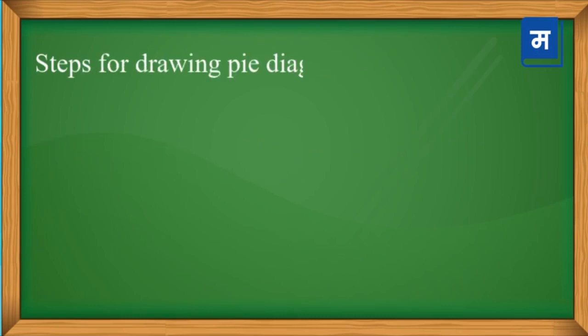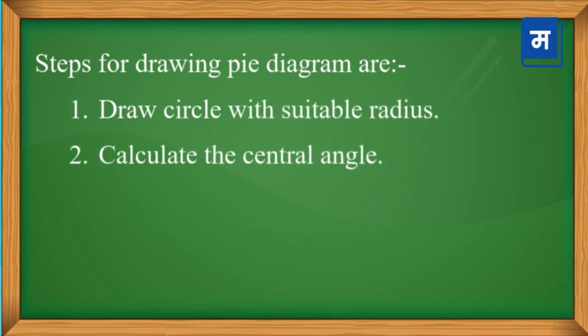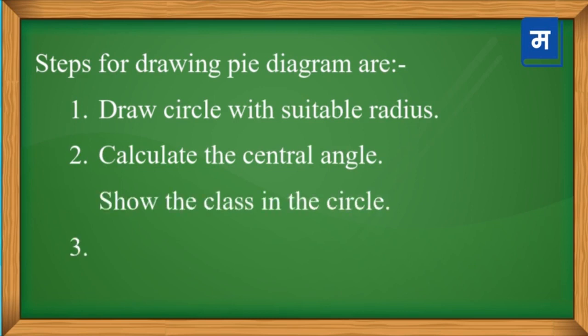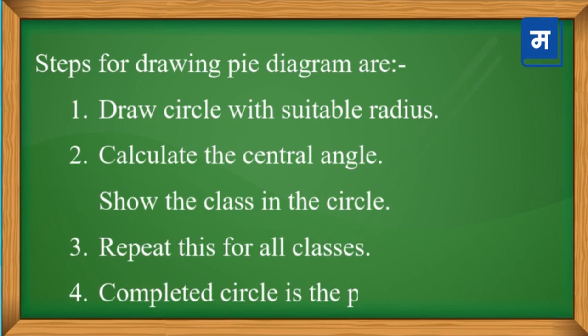The steps for drawing the pie diagram are: first, draw the circle with suitable radius. Second, calculate the central angle. Show the class in the circle. Third, repeat this for all the classes. Fourth, completed circle is the pie chart or pie diagram.